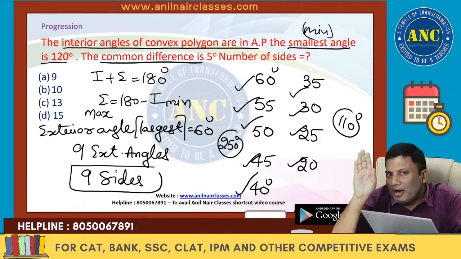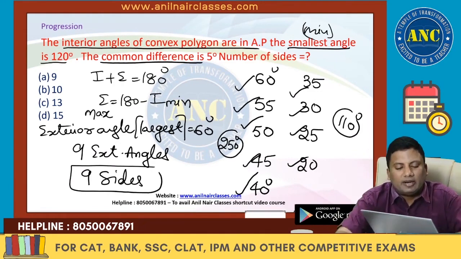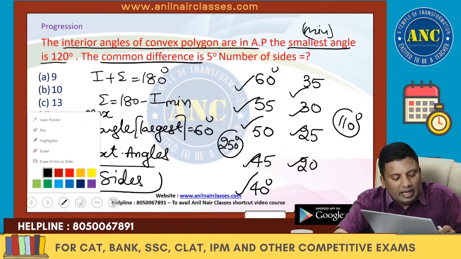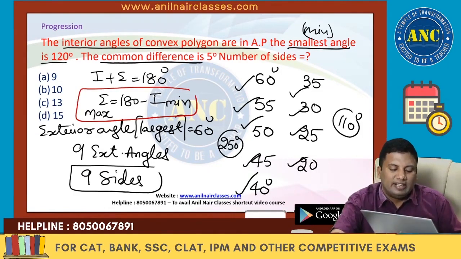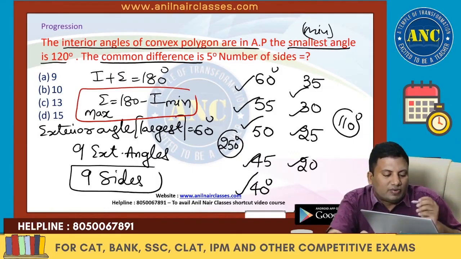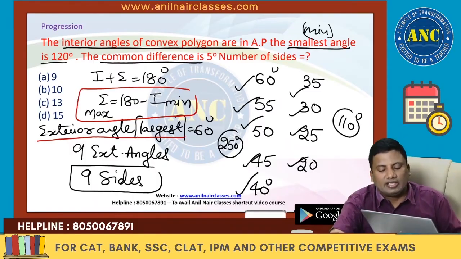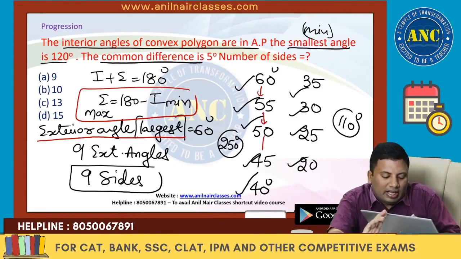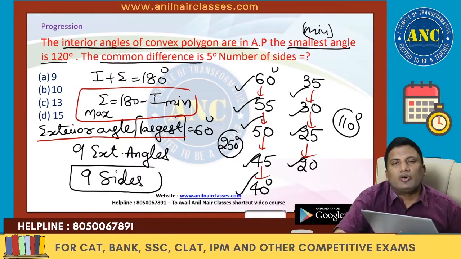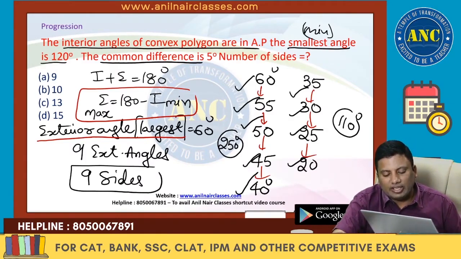There is no formula usage of Sn equals n by 2 into 2a plus n minus 1 into d. Interior plus exterior is 180, so exterior is 180 minus interior. Interior is 120 degrees, so the largest exterior is 60 degrees. Common difference is 5. Keep on decreasing by 5 until you get the sum 360. So we got the sum 360.